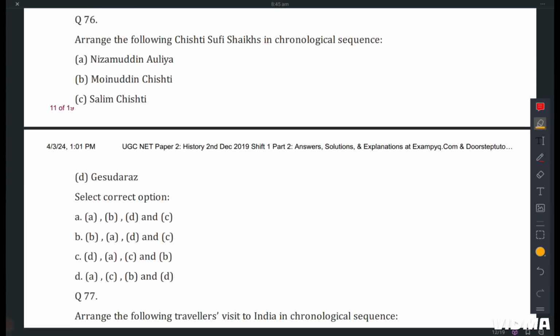Question number 76. Arrange the following Chishti Sufi sheikhs in chronological order. So the correct answer is option B, BADC. The first among them is Moinuddin Chishti. Then comes Nizamuddin Auliya. Then comes Gesu Daraz. And the last one is Salim Chishti.